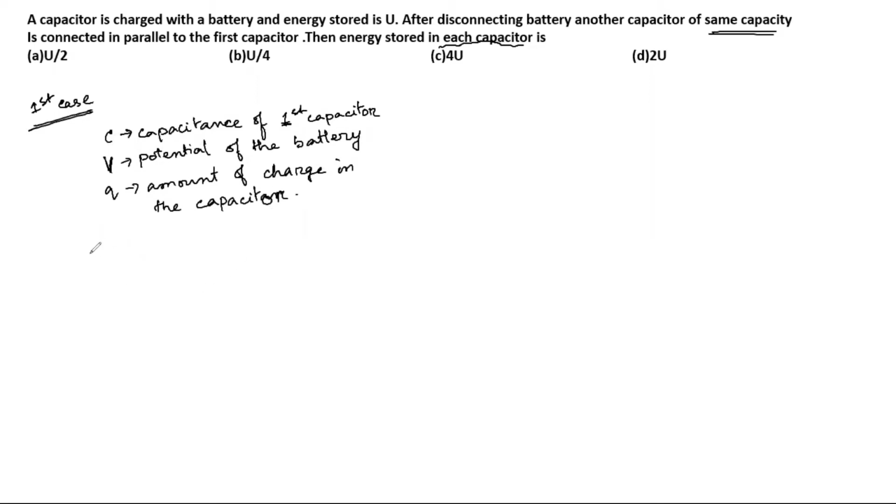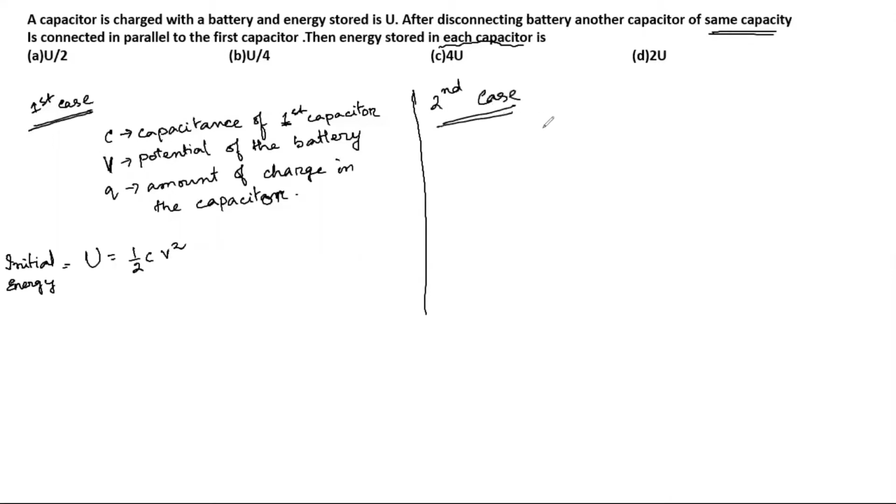First of all, we are going to find the initial energy, which is given as U. This initial energy U is my energy when it was connected to the battery, so it's nothing but half CV square. Now we are going to disconnect. Once this capacitor acquires this much energy, we disconnect it from the battery and connect it to the second capacitor. For that capacitor, the capacitance value is the same.